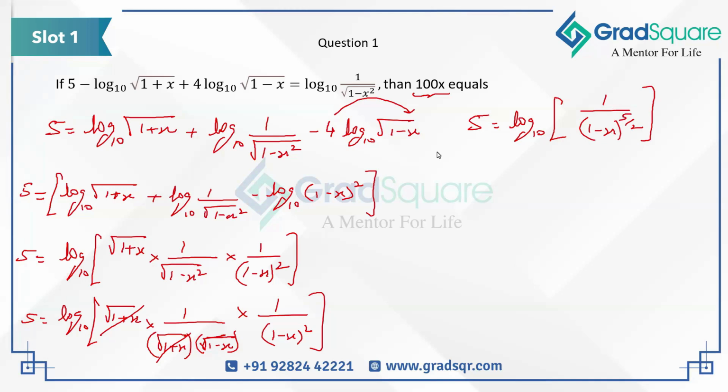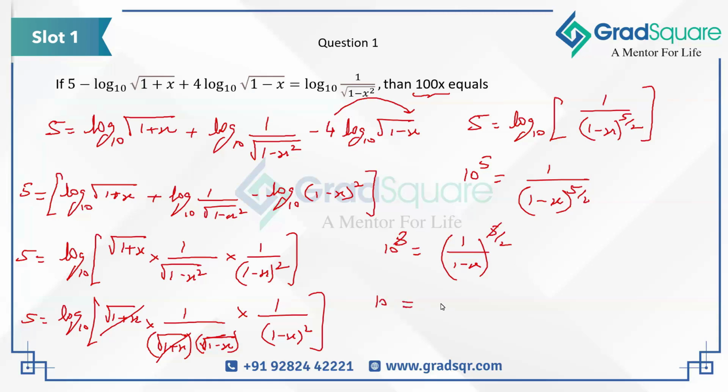to the power of 5 by 2, you can rewrite this with the basic definition of log as 10 power 5 is equals to 1 by 1 minus of x to the power of 5 by 2. That will ensure that this 5 will get cancelled out. You will have root over. So 10 is equals to 1 by root over of 1 minus of x is what you will be left with. Now, if you square both the sides, you are going to get what?